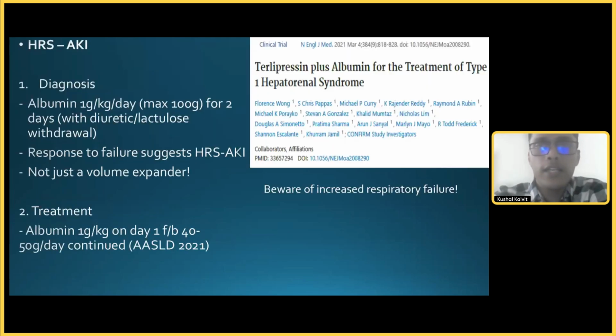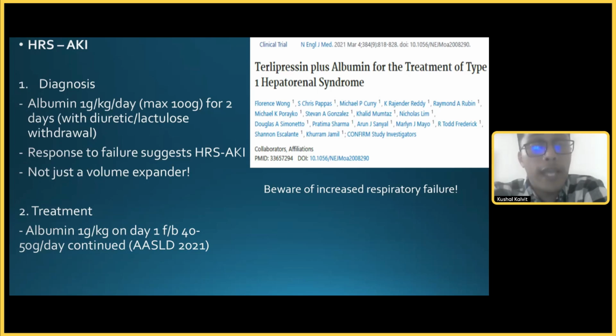Moving to the second indication, which is a very common scenario, that is acute kidney injury. AKI is very commonly seen in decompensated cirrhosis as well as ACLF, and almost 30 to 40% of them have AKI. Initially, when we used to discuss AKI in cirrhosis, it was called hepatorenal syndrome type 1, type 2, and so on.